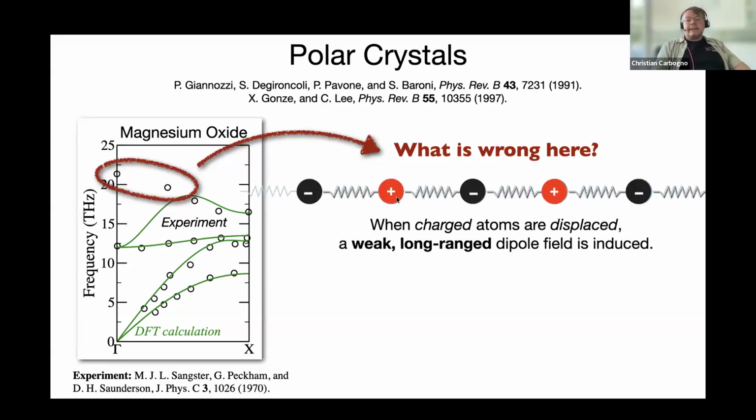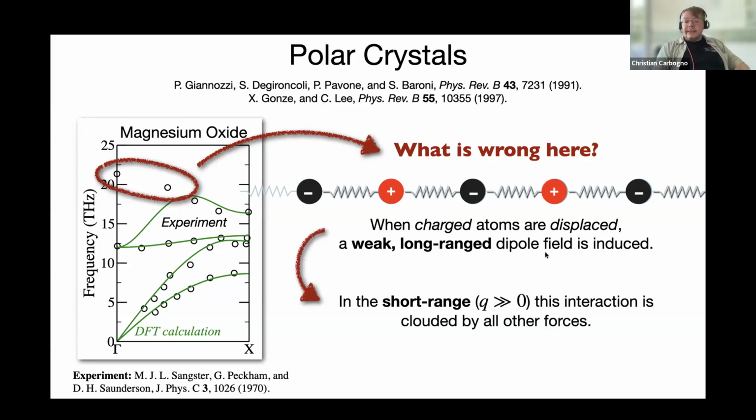Here we have a bit of a problem. When you have charged atoms, which is what I mean by polar or ionic crystals, like in magnesium oxide where you have the 2+ magnesium and the 2- oxygen, and you move them, a weak long-range dipole field is induced. So basically you have a long-range electrostatic field.